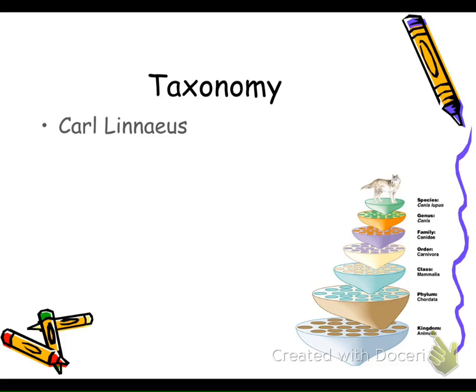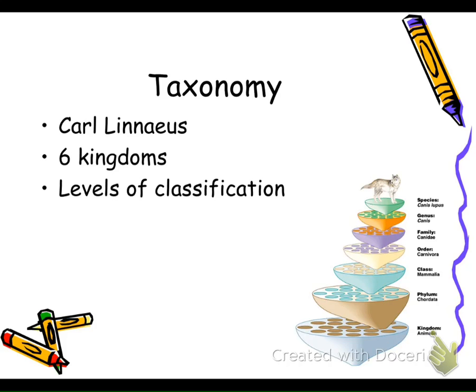Now, how do we do science? Well, we look at taxonomy, the study of classifying things. Carl Linnaeus was the first one to classify items. If you look over here, we have the classification within the 6 kingdoms, which is actually about to change, which is kind of cool. And they have levels of classification.